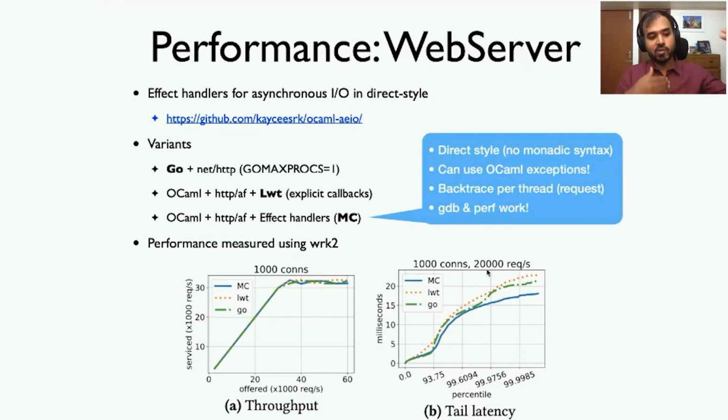We can actually stop and use GDB to get a backtrace, and we can see what the program is doing. And perf also works. So all of these are the benefits, and performance is the less interesting part. It is important that we stay competitive, but the programmability aspect is what we want to push with the effect handler work.